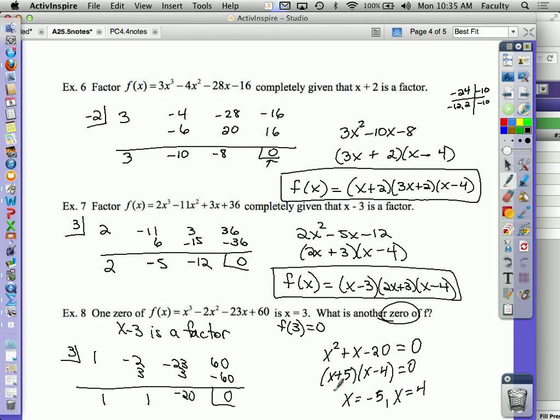Do I have to list x equals 3? No, because of the wording. It said, what is another 0? Now, I'm never ever going to try to trick you guys, but I am going to ask to make sure you're reading your problems carefully, because that's a good life skill to have. If it said, what are all the zeros, you would include the original one given, okay?